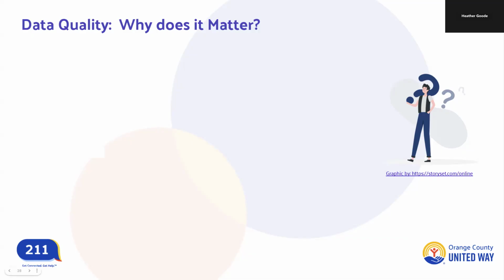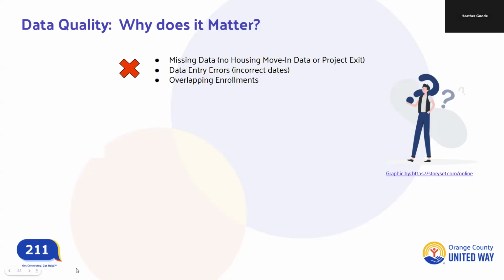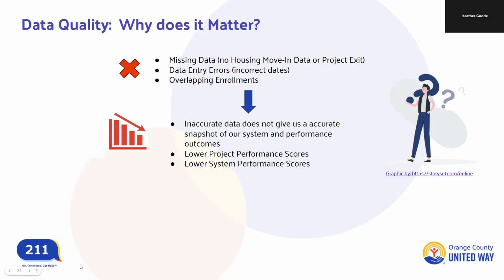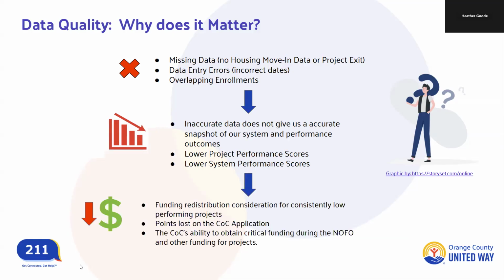So, data quality, why does it matter? Data errors such as missing data, entering incorrect dates, or forgetting to update from the default date, and errors causing overlapping enrollments lead to an inaccurate snapshot of our system and performance outcomes, which are tied to the project performance report scores and HUD systems performance scores. This leads to loss of funds.